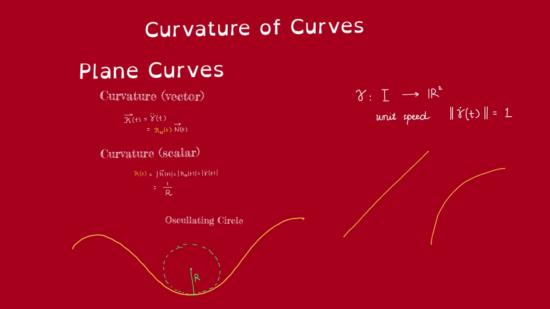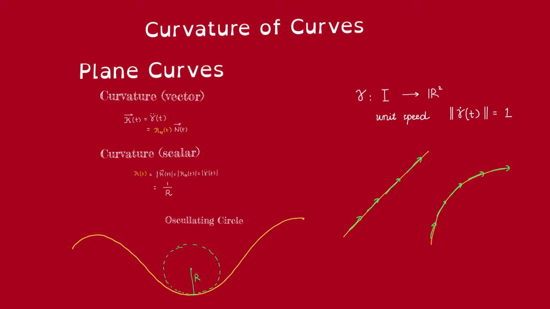So let's start with the setup. Let gamma be a plane curve with unit speed. Now observe that intuitively, the curvature measures how fast the curve changes direction. In other words, it measures how fast the velocity vector turns, right? The more that the velocity vector turns, the more curved gamma is. For example, for a straight line, the velocity keeps the same direction throughout.